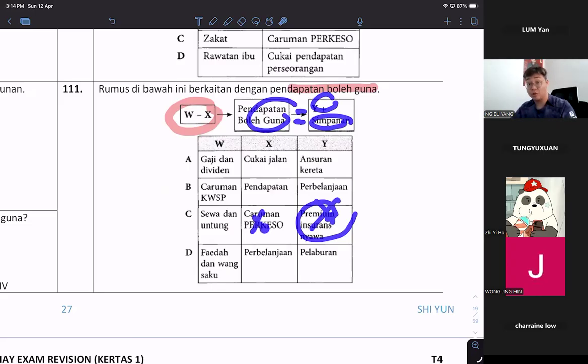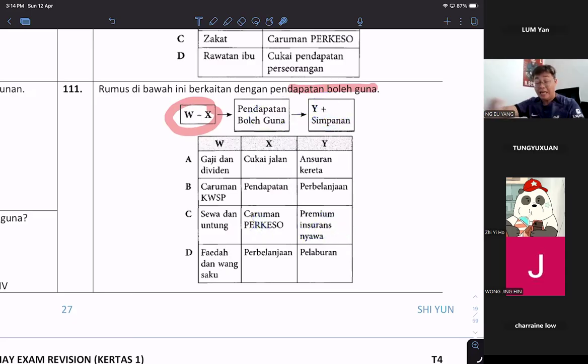Perkeso, sokso is perkeso, sorry. So then you can use your additional income because you are pendapatan golongan tinggi. So you just try to buy the luxury premium for insurance. That's why it's premium insurance nyawa lah. So that's why this is the expenses. Understand? Okay, so this is all expenses. It's all expenses, but this is protecting you when your income is higher.